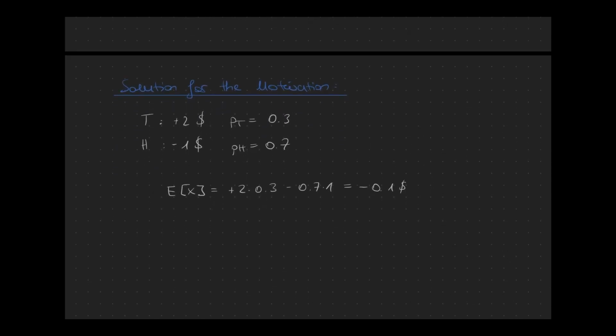So this is the solution for our beginning scenario where we would win $2 if our coin would land on tails and lose $1 if it would land on heads. But heads would land with a probability of 0.7 and tails with 0.3. And the expectation value is 2 times 0.3 minus 0.7 times 1, which is equal to minus 0.1. And thus we would lose money on average and we shouldn't play.